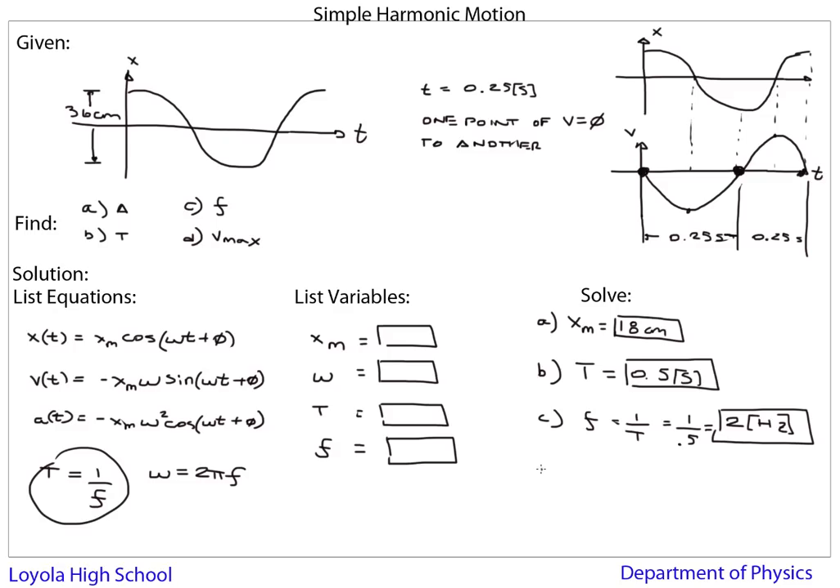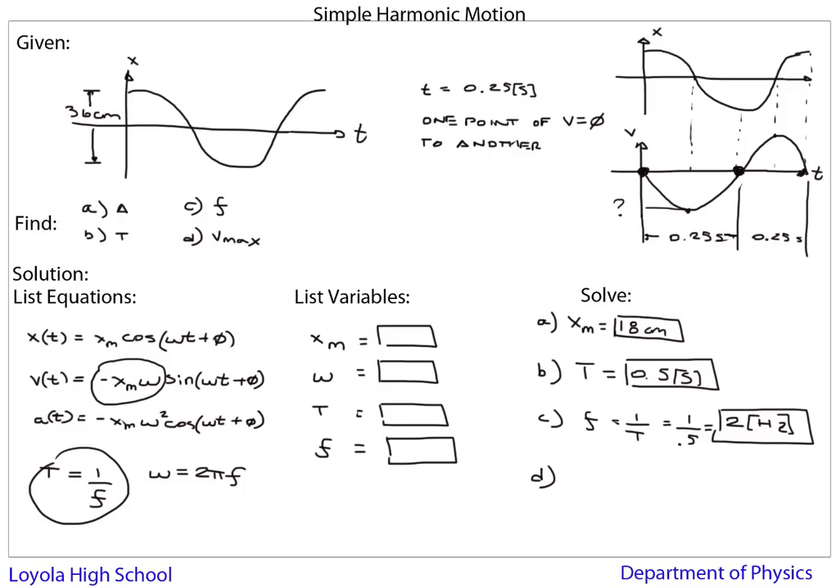D, the maximum velocity. So how are we going to find maximum velocity? Well, as we can see here, this object reaches a maximum velocity right there and a maximum velocity right there, and will continue to do so. So what is this value right there? Well, if you take a look at the equation for the velocity versus time graph, it's basically the coefficient of the sine function, which is this guy right here.